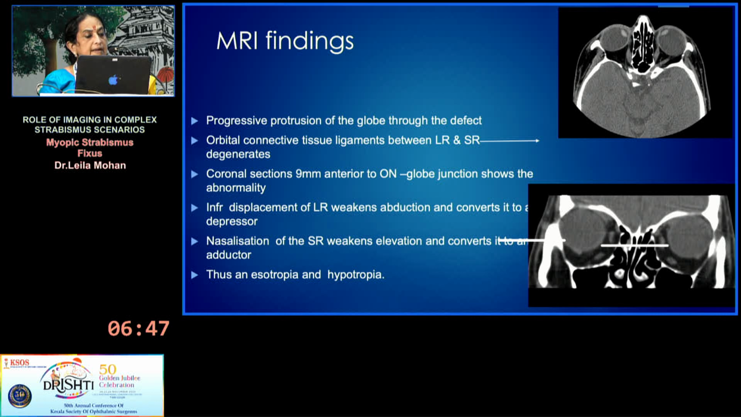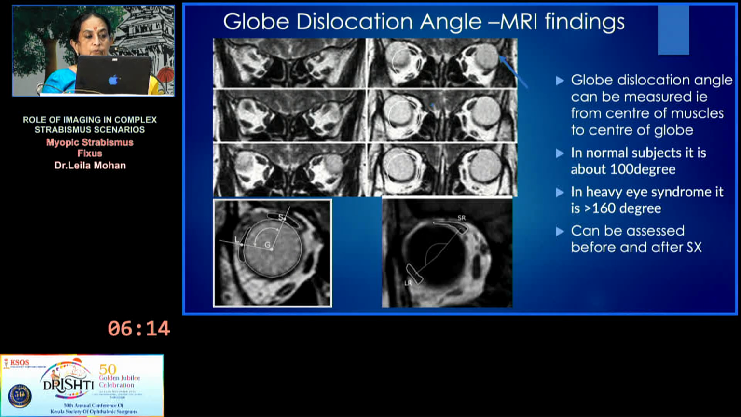Coming to the MRI findings, there is progressive protrusion of the globe through this defect, and the orbital connective tissue ligaments between the lateral rectus and superior rectus degenerate and thin out. The coronal sections about 9 millimeters in front of the optic nerve-globe junction show the actual pathology: inferior displacement of the lateral rectus, which weakens abduction and converts it into a depressor, and nasalization of the superior rectus, which weakens elevation and converts it into an adductor. Thus the esotropia and hypotropia.